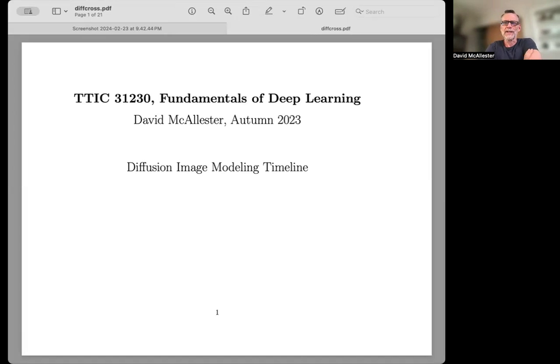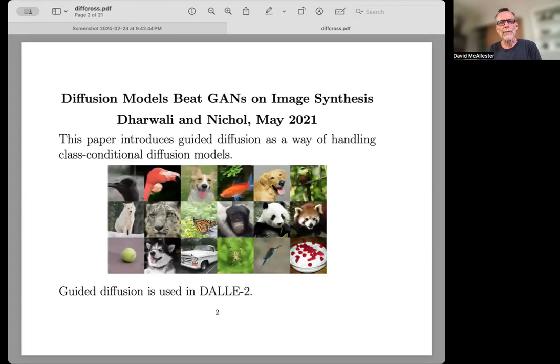And I'm going to do this in the sense of a timeline. So we're going to go through maybe the last 4 years, which is the era in which diffusion models came to prominence. So I'm going to start with this paper. This is 3 years ago now. Diffusion models beat GANs on image synthesis. So this was the era of big GANs, and they were doing something called class conditional image modeling. So you train a model for dogs, and then you get images of dogs. And this was popular with GANs.